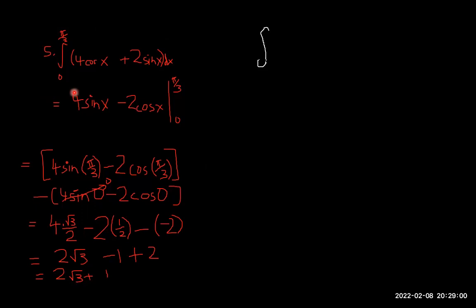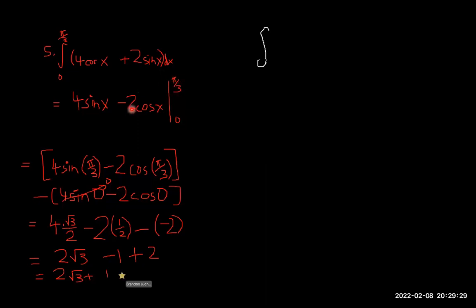So the first thing you want to do, just temporarily, ignore the limits. We're just integrating this expression here, 4 cos x plus 2 sin x. I apply my rules of integration. I am going to get 4 sin x minus 2 cos x. Anybody needs me to go through that? Please let me know.